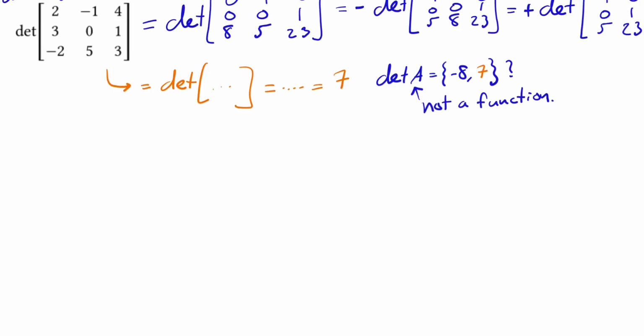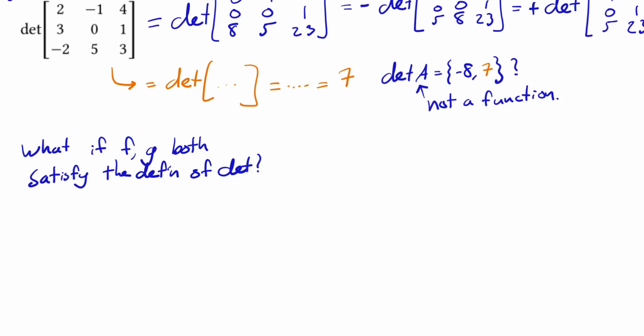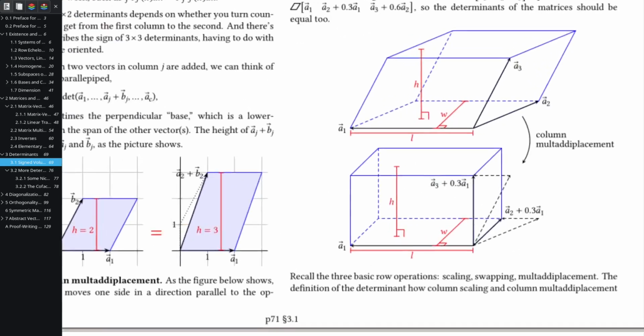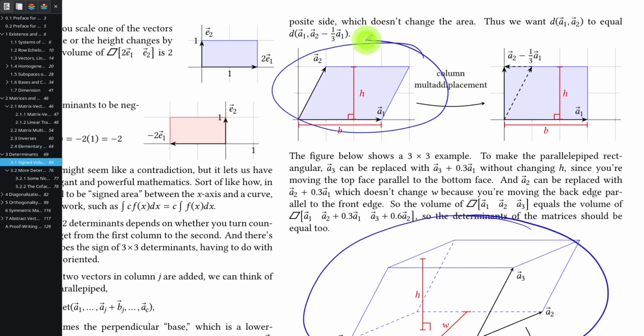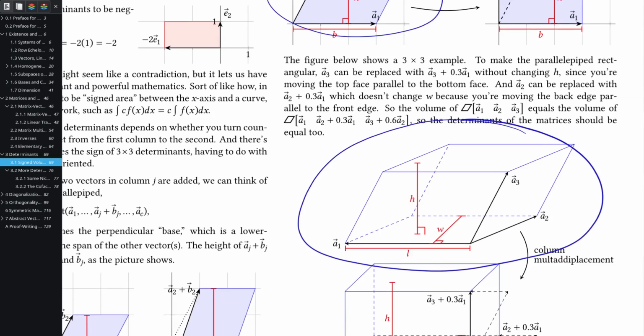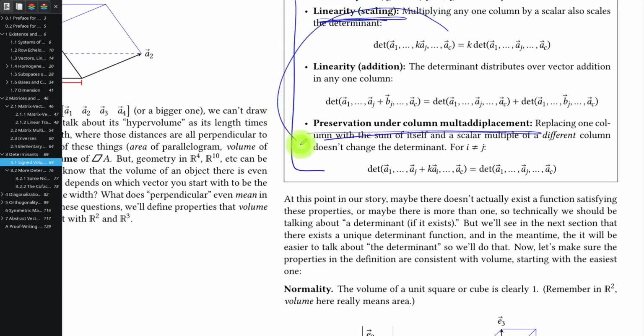Or what if there are, like, two different functions that are determinants? So, like, f and g both satisfy the definition of a determinant, but they give different outputs for some matrices. Like, maybe we can see how it works in R3. In R3, we know that if we have any given parallelepiped, or parallelogram in R2, the volume of such a thing makes sense in a way. Like, we know there's no two different ways to calculate the volume of this thing using properties of what a volume function should have.